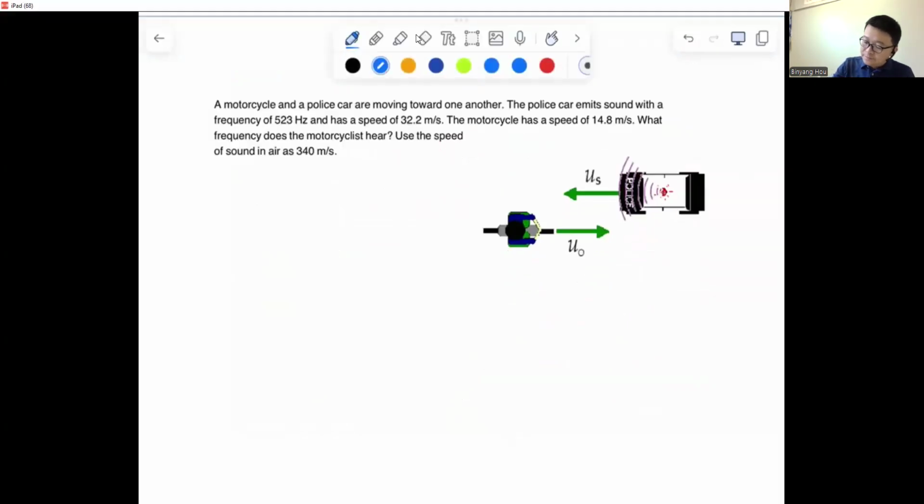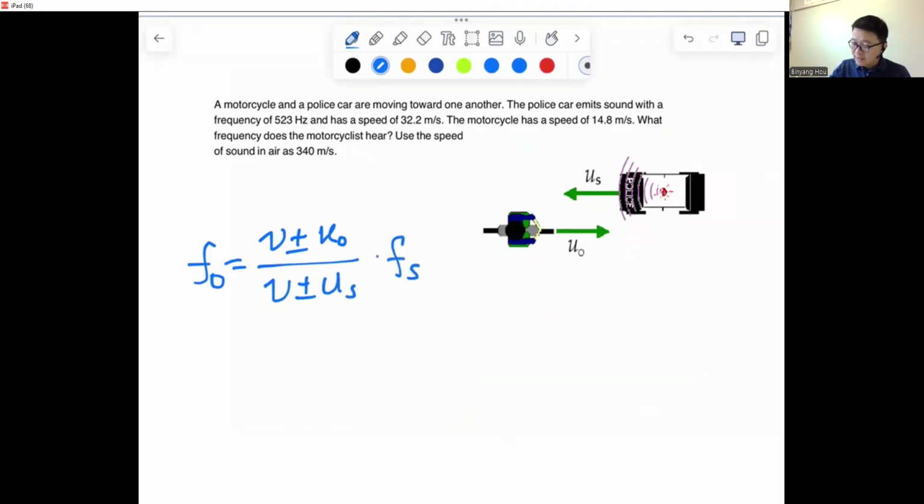All right, so f of the observer is equal to v, the speed of sound, plus or minus u of o on top, and then v plus or minus u of s at the bottom, times f of s. Okay, so they are both moving towards each other. That means in the denominator, you want to pick the sign that makes the frequency bigger, which will be the plus. So we will take out the minus. And then in the numerator, you'll do the same. You'll pick the sign that will make this frequency bigger because now it's towards. So then the plus will go away.